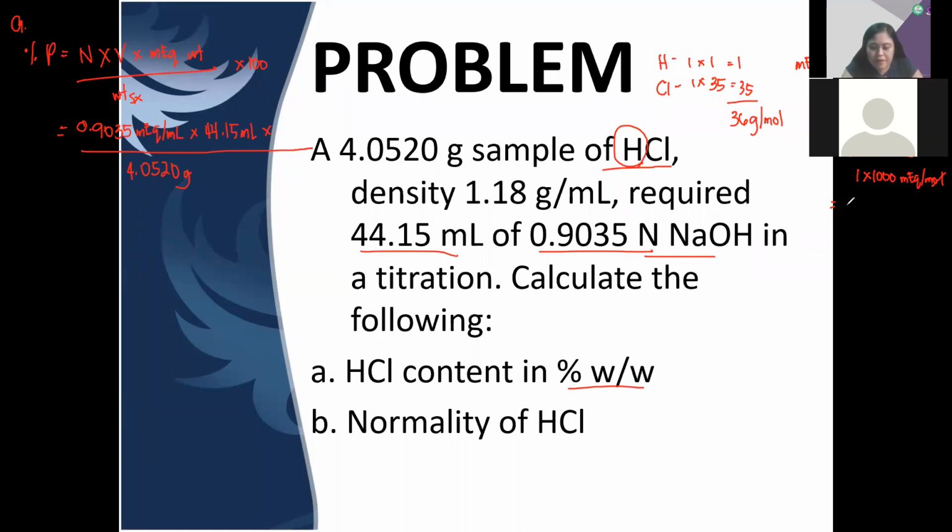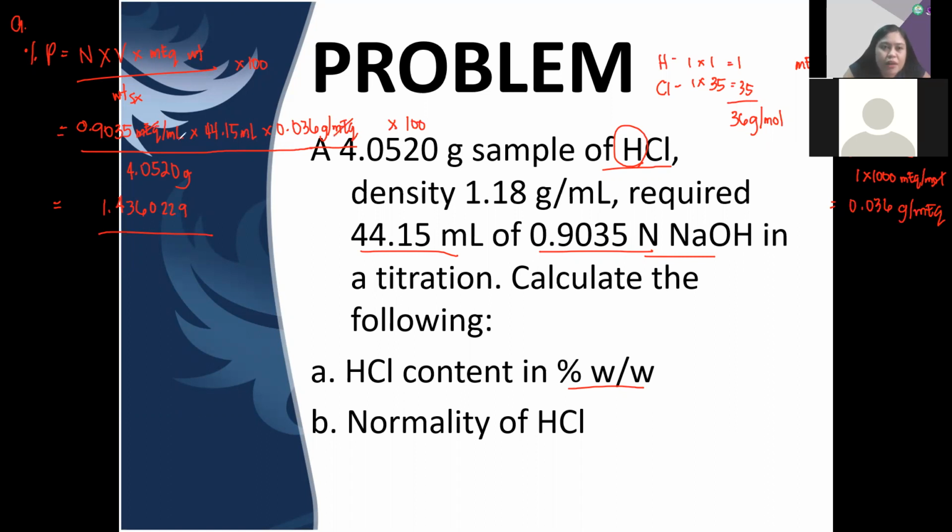36 divided by 1,000 is 0.036 grams per milli-equivalent. So yan yung gagamitin natin for the milli-equivalent weight: 0.036 grams per milli-equivalent. And do not forget times 1,000. Okay, so let's do the math. 0.9035 times 44.15 times 0.036 is 1.4360229.